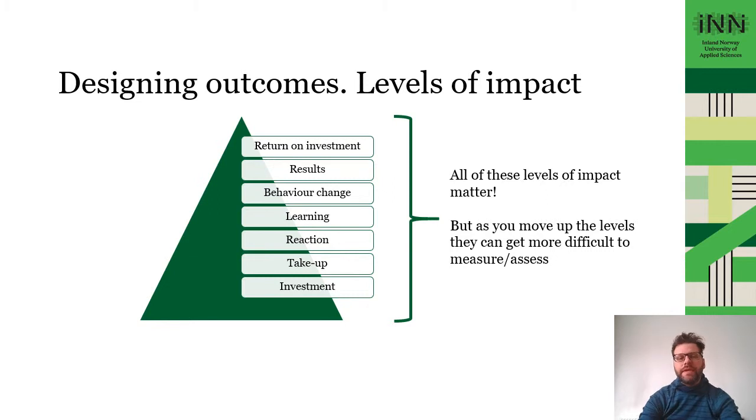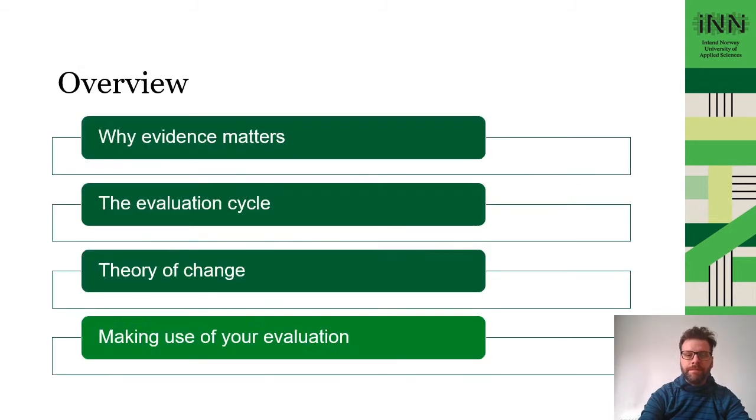So the important thing is all of these levels of impact matter. As you move up these levels, they can get more difficult to measure or assess. And so sometimes people can reject the idea of doing evaluation because certain things are difficult. Well, you can always measure the lower levels of this. You can always find out what you've done, whether anyone's used it, what they thought of it. The further levels are more difficult to measure, but they're worth thinking about. So I think your process when you're evaluating should be to try and push up gradually the quality or depth of the levels of impact that you're monitoring.